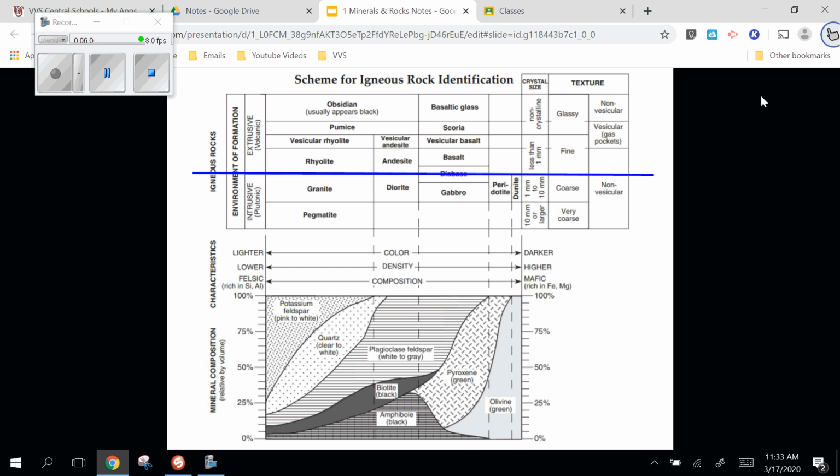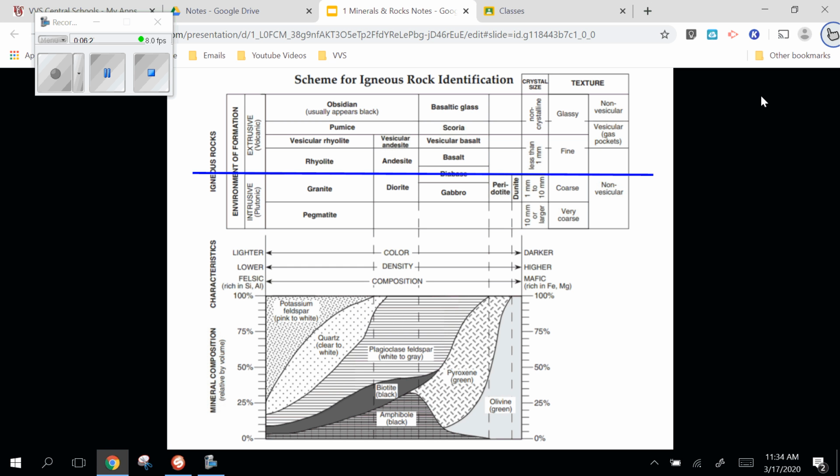They're fine, it's glassy, they have really small crystals and it's hard to see them, or they have no crystals at all, and they potentially also could be vesicular. Extrusive rocks are the only ones that can be vesicular, the only ones that can have gas pockets. All right. If you also look down the chart instead of sideways, you can see the composition.